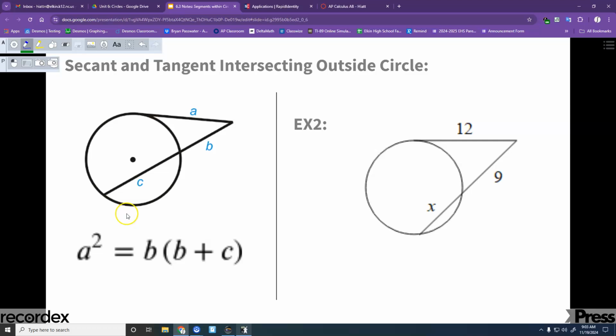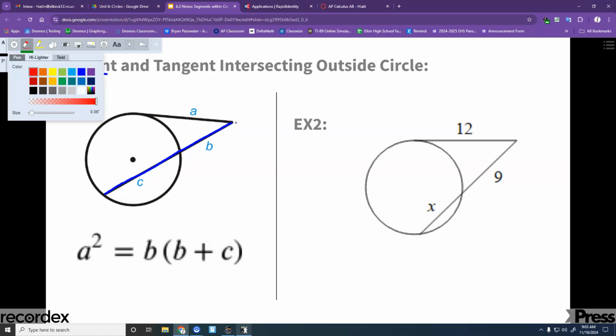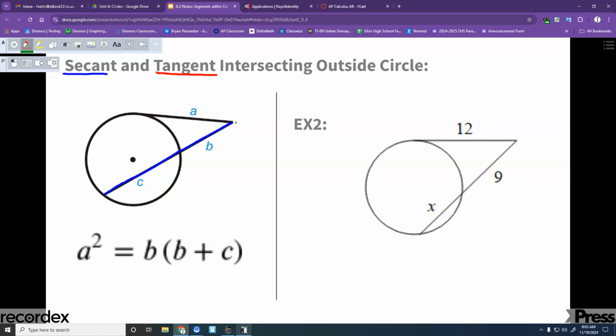These I have a little trouble keeping straight. I will be honest about this. A little trouble keeping them straight. This is a secant. Remember, a secant line is the line that goes through the circle and then outside. So that blue line is our secant line, and the red line is your tangent line. The tangent line doesn't go through the circle, it just touches the circle. So we've got a line that just touches the circle and then a line that goes through the circle.